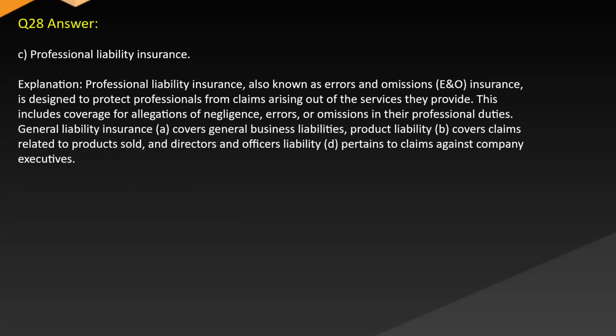Answer: C. Professional liability insurance. Explanation: professional liability insurance, also known as errors and omissions (E&O) insurance, is designed to protect professionals from claims arising out of the services they provide. This includes coverage for allegations of negligence, errors, or omissions in their professional duties. General liability insurance, A. Covers general business liabilities. Product liability, B. Covers claims related to products sold, and directors and officers liability, D. Pertains to claims against company executives.